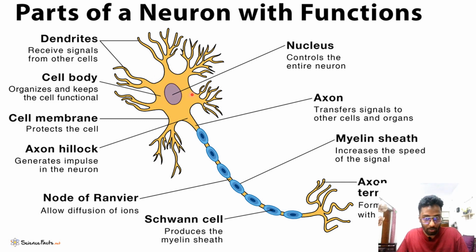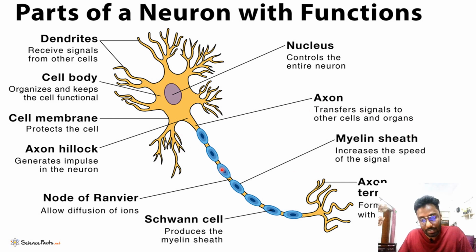And from the cell body, the signals are transferred to where? To the axon. So what is the axon? You can see a long single fiber that sends signals away from the cell body to the other neurons or target cells or the glands, and that is the axon. So this long fiber that transfers signals to the other cells and organs is the axon.